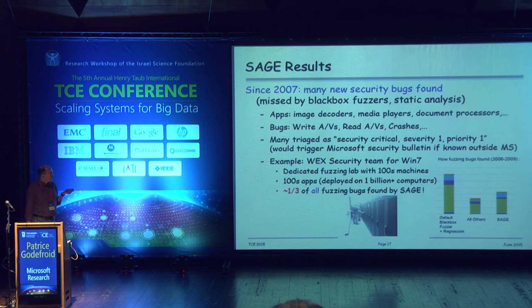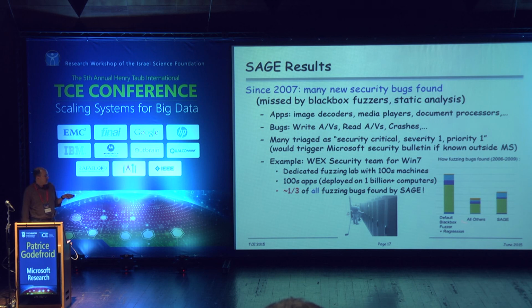To give you an idea, we started deploying this in 2007 and then on a large scale in 2008, 2009, and Windows 7 was shipped somewhere in 2009, I believe it was 2009, yep. And Sage was credited with having found about 1/3 of all the file fuzzing bugs found during the development of Windows 7. And because Sage was new at the time, it was run really last. So we know that all the bugs found by Sage were missed by everything else.